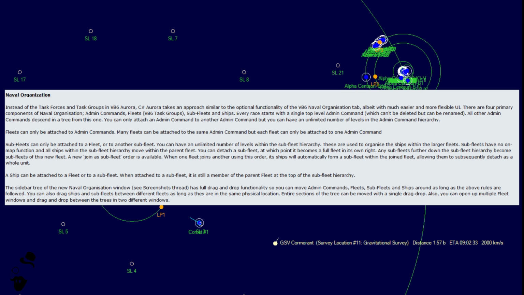This is just absolutely fantastic. This is absolutely amazing. This is the change that Naval Organization needed. This is everything that was necessary to make this window a force for good instead of hair-tearing insanity.